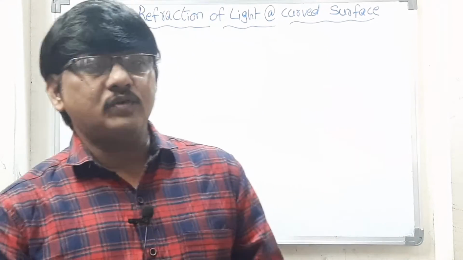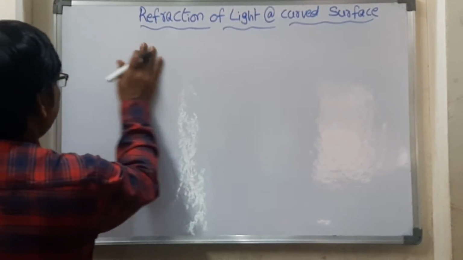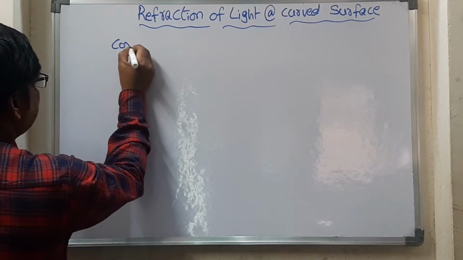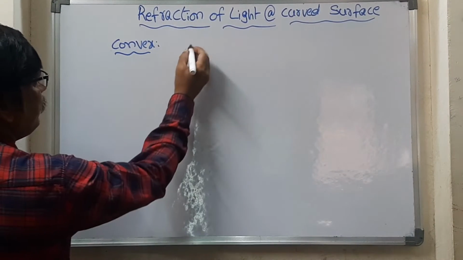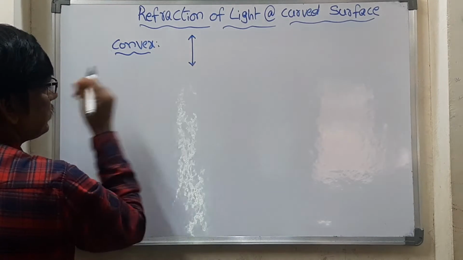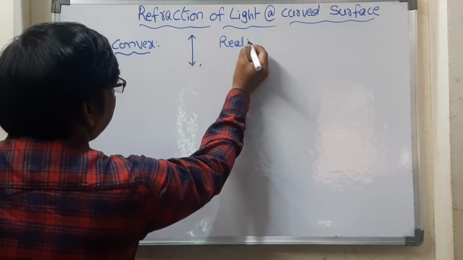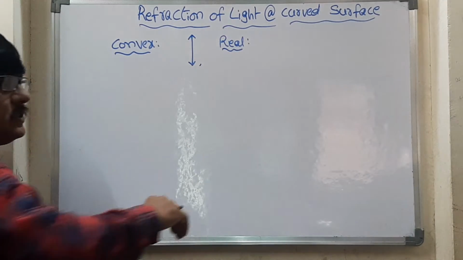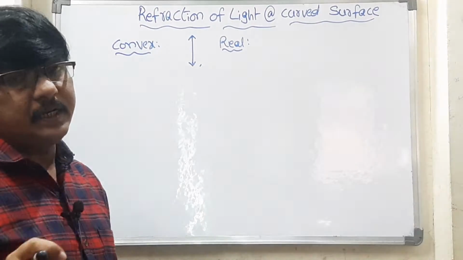Okay, and now first of all, some basics we will discuss about the ray diagram. In most of the cases we will discuss the convex lens. A convex lens is generally represented like this. And real image: what is the definition of a real image? The image which can be caught on the screen is called a real image.